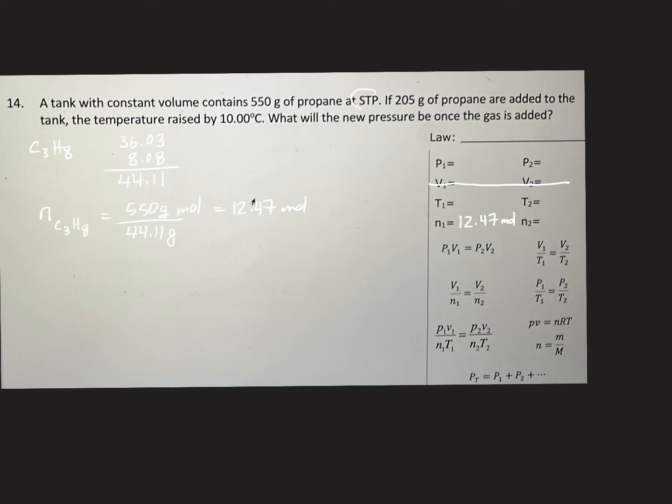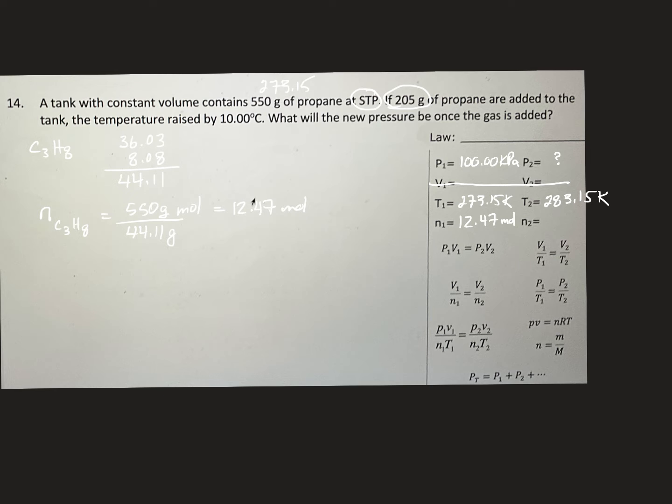And it's at STP. The standard temperature is 273.15. I can write that in, 273.15 Kelvin. And the standard pressure is 100.00 kilopascals. So they say you add more propane to the tank, and the temperature is raised by 10 degrees. So this would be 283.15 Kelvin. And they ask, what will the new pressure be once you add that?